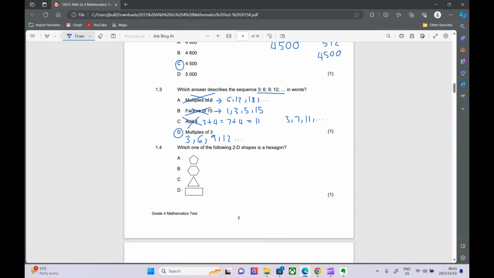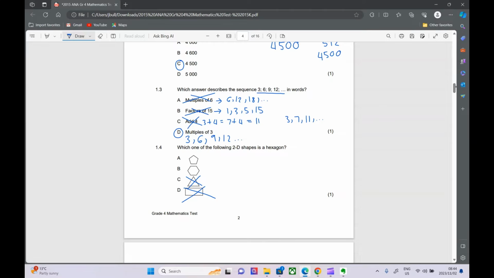Question 1.4, which one of the following shapes is a hexagon? Again, if you're not sure, if you can't remember, sometimes you just freeze with the hepta, hexa, penta. Go through and eliminate the ones that you do know are definitely not hexagons. So I know a rectangle is definitely not a hexagon, and a triangle is definitely not a hexagon. And then we've just got to decide between these two. So then you've got a 50% chance of getting it right.